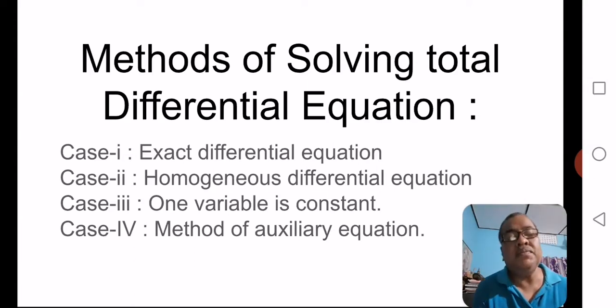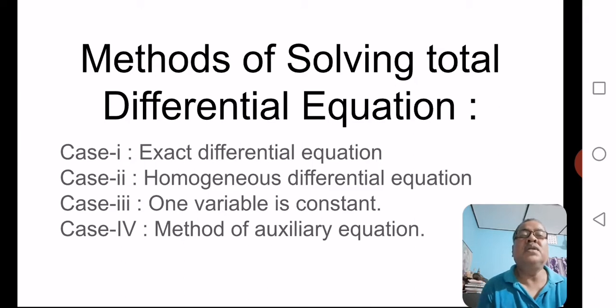Suppose the differential equation is not exact. Then we must try to reduce this non-exact differential equation into an exact differential equation. That means, multiplying by some suitable integrating factor, we can reduce the non-exact differential equation into an exact differential equation. After that, by regrouping, we can solve the differential equation very easily. Next is the homogeneous differential equation.